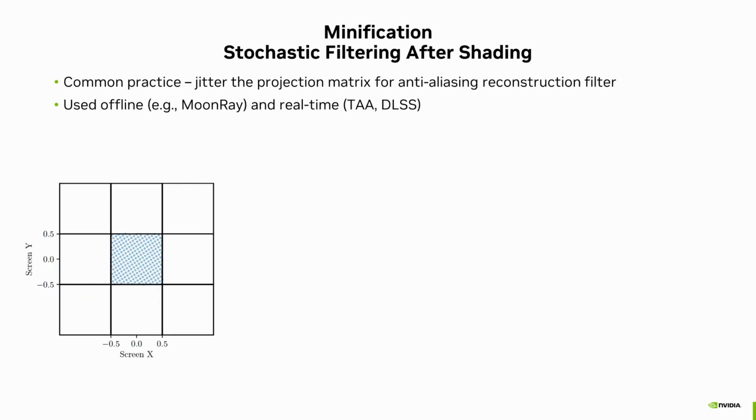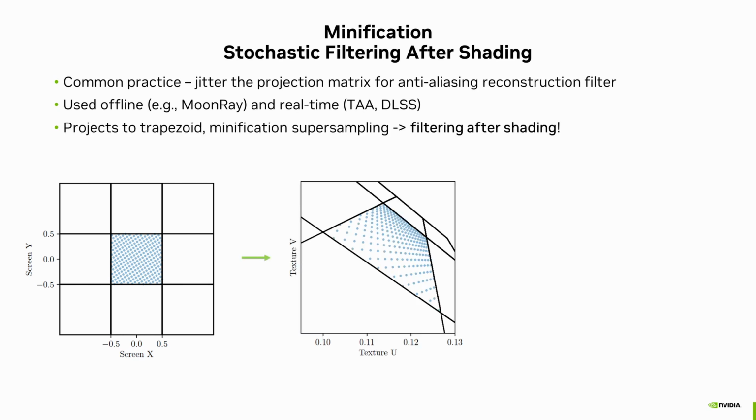Most modern renderers jitter the camera projection matrix for the anti-aliasing reconstruction filter. And again, both in offline film rendering and real-time rendering. This jittering is done for anti-aliasing and super resolution. This uniform jitter of 1 pixel in screen space corresponds to a trapezoid in the texture space, which is exactly what we need.